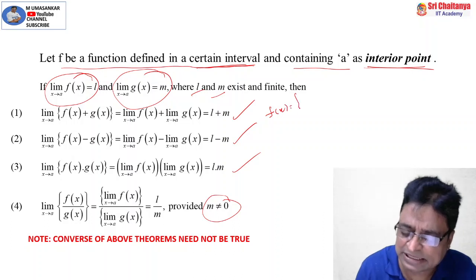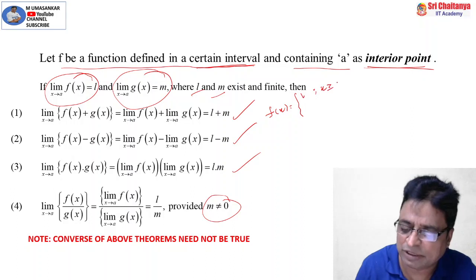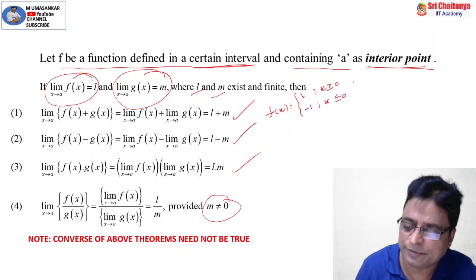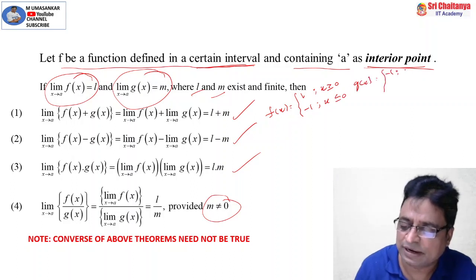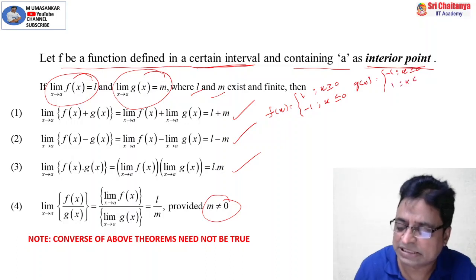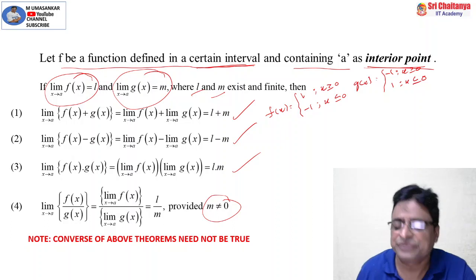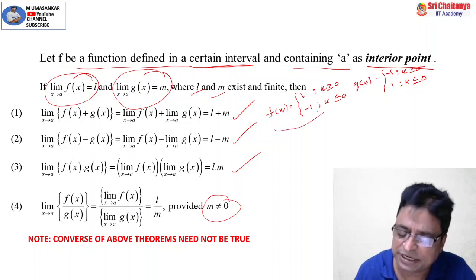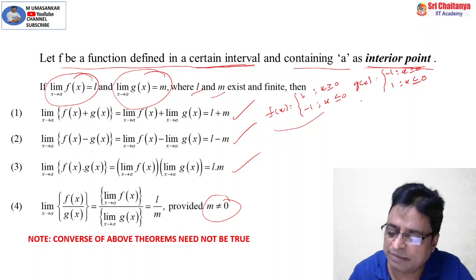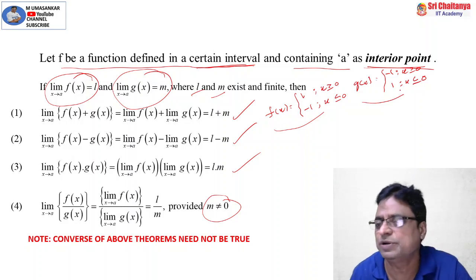Suppose f of x is equal to 1 when x is greater than or equal to 0, minus 1 when x is less than or equal to 0, and g of x is equal to minus 1 for x greater than or equal to 0 and 1 for x less than or equal to 0. You consider these two functions. Individually, the limit of the function f of x at x equal to 0 and the limit of the function g of x at x equal to 0 do not exist.